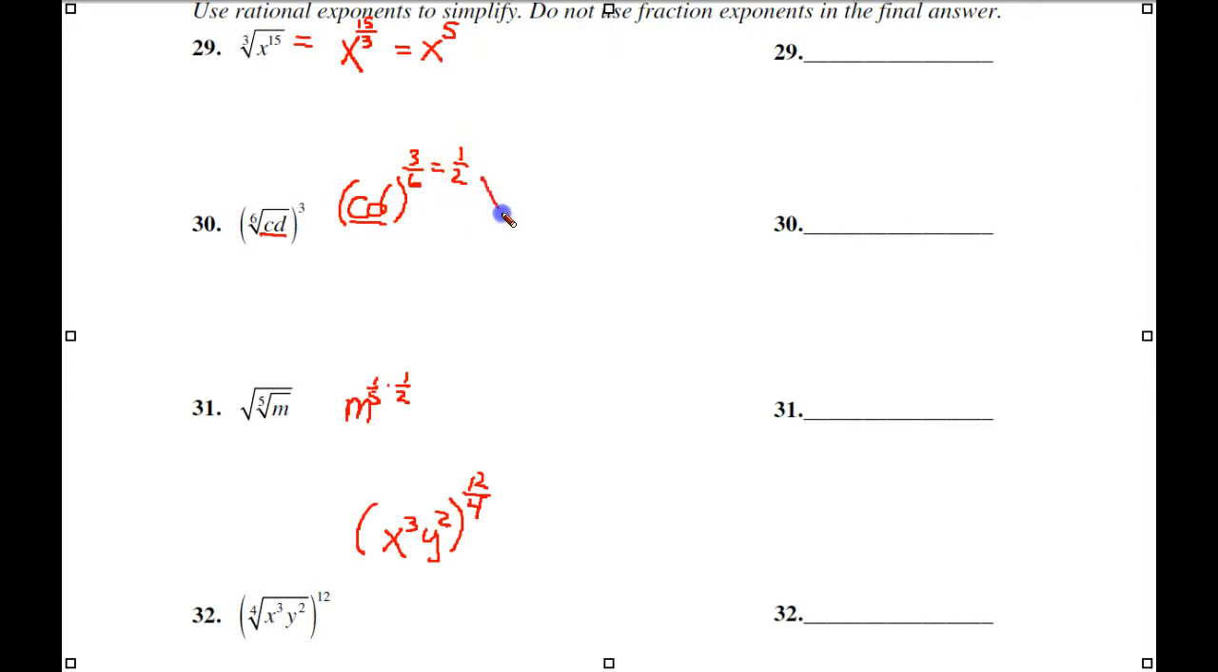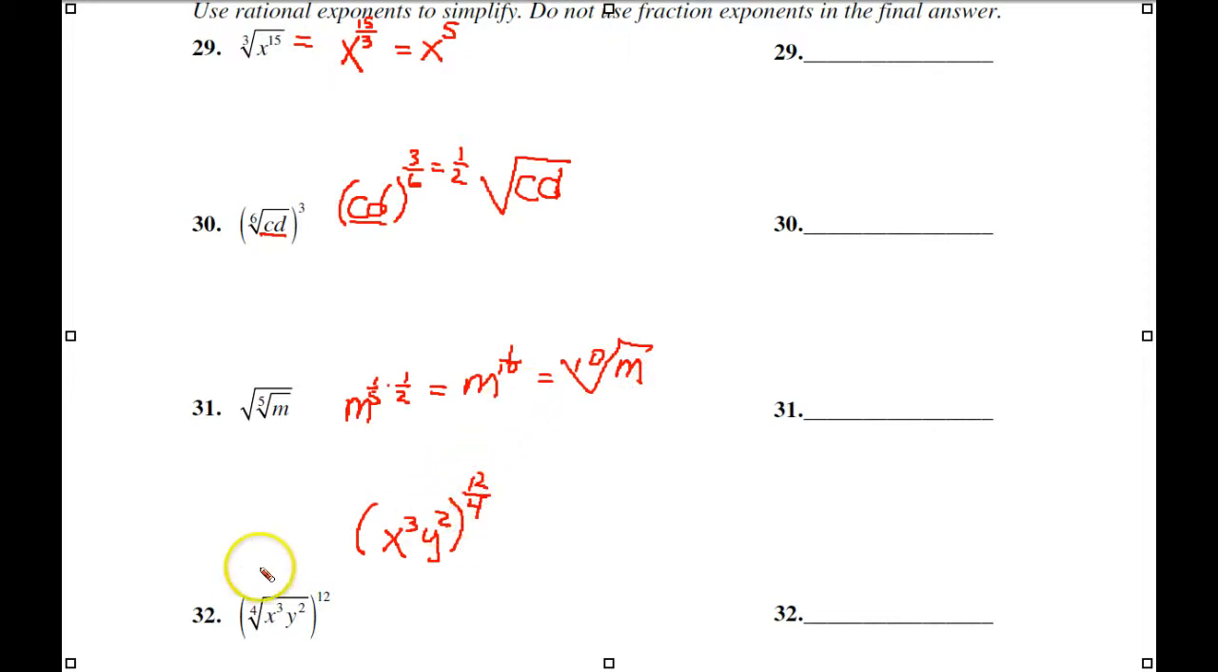So this then becomes the square root of CD. Anything to the half power is the square root. Now this one's a little tricky. Here we get m to the 1/5, and the square root is to the 1/2. So this is going to become m to the 1/10, and that becomes the 10th root of m.